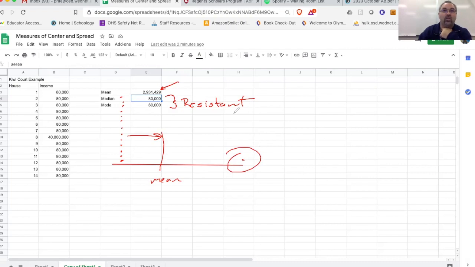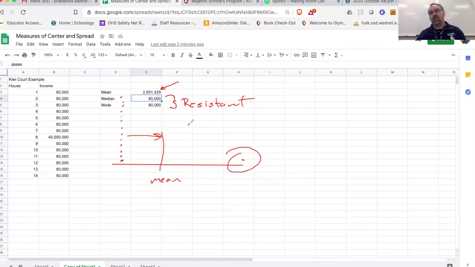Okay, so in this case, what would be the best measure of center if I wanted to know what a typical home in Kiwi Court makes in terms of their annual salary? Well, I'm certainly not going to choose the mean, right? Nobody makes $2.9 million in Kiwi Court. They make 80,000 or they make 40 million. So the mean's not a very good choice for a measure of center in a data set that is drastically skewed. It's better to go with median or mode.